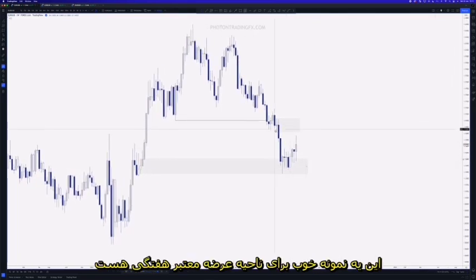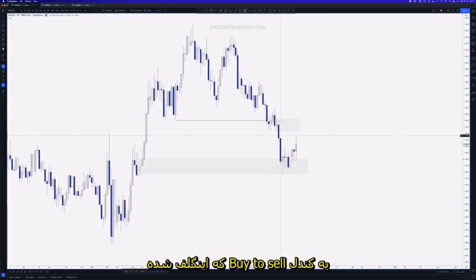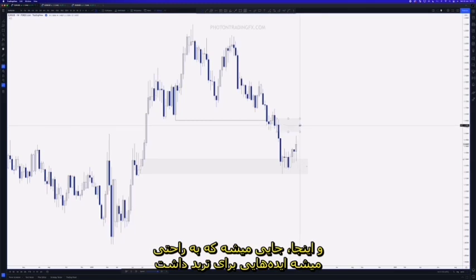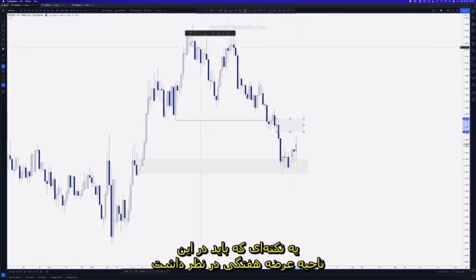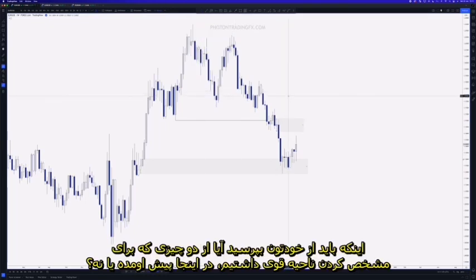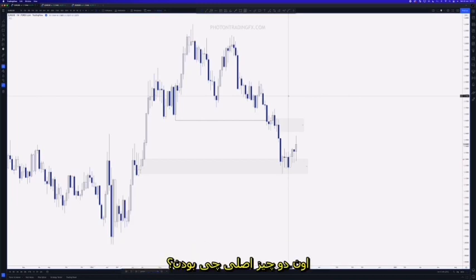This is a classic example where, yes, it's a valid weekly supply zone. It's a buy to sell candle that's engulfed. A lot of momentum came through it, and this will definitely be an area where I'll be looking to build trade ideas from. But what we have to understand about this weekly supply zone is, you have to ask yourself, did it do either or both of the two main things that we look for to tell us if it's a strong zone? So what are those two main things?